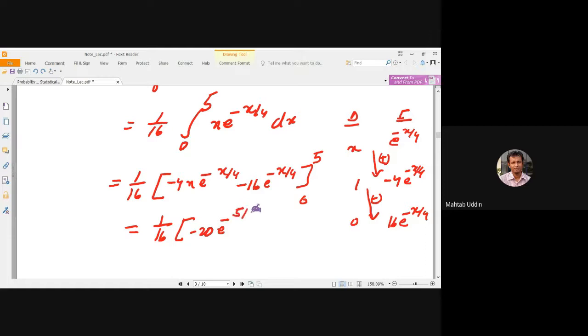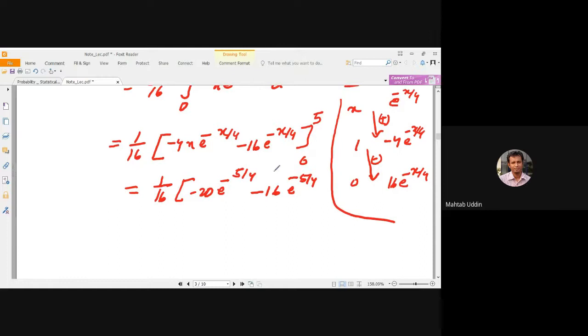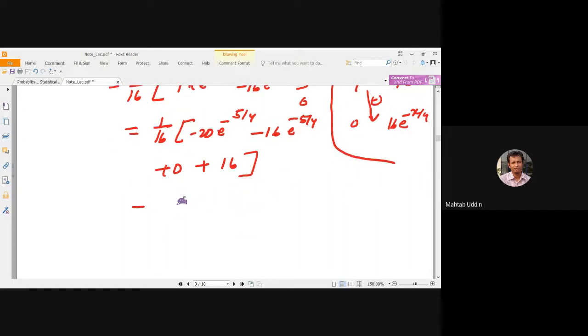Five by 4 minus 16 e to the power minus 5 by 4. If you put t equal to 0, then 0 plus 0 plus 16 e to the power 0 is 1. So out of simplification you'll get 16 plus 16, that is 36. So 36 by 16, if we divide by 4, 9 by 4 e to the power minus 5 by 4. Do you understand?